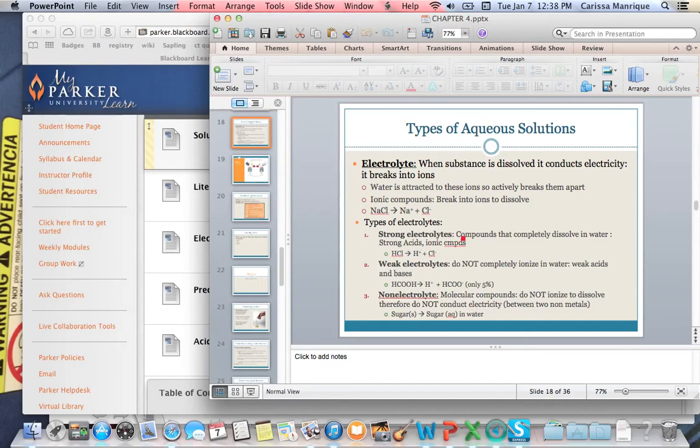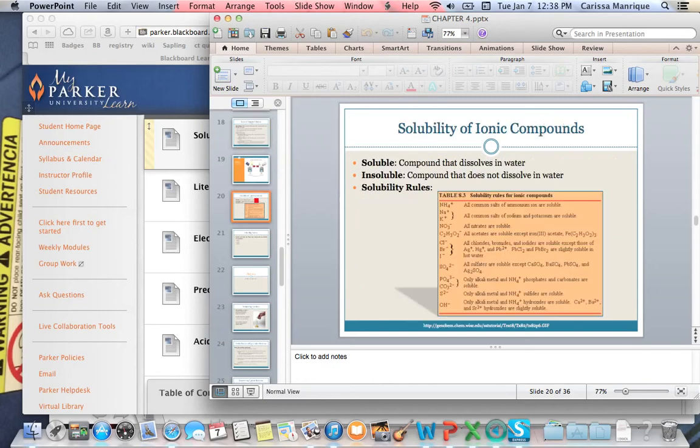And so then it gets into, how do you know if it'll break up into ions or not? How do I know if it's a weak or strong electrolyte? Well, there are rules to follow, and these are your solubility rules. Basically, if a compound fully dissolves in water, then it's going to be a strong electrolyte. If it does not, then it's going to be a non-electrolyte. These are rules just to be memorized, okay? So I'll go over them a little bit.